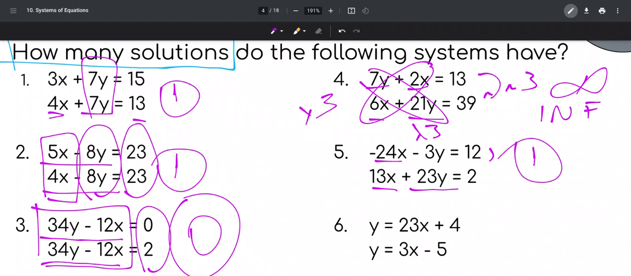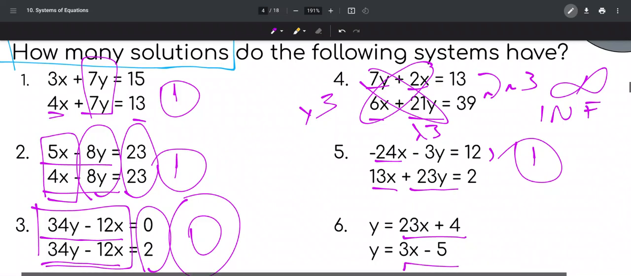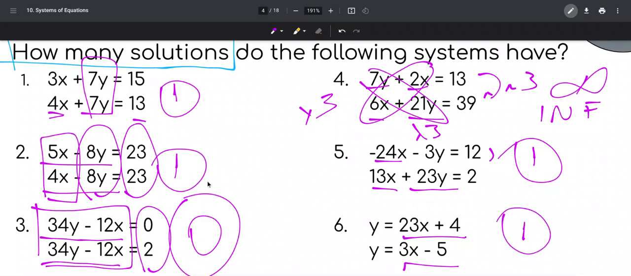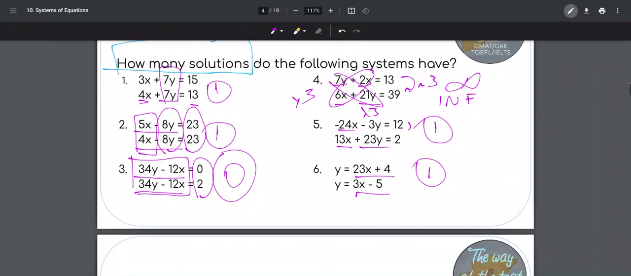And finally, the last one, y is equal to 23x plus 4, or y is equal to 3x minus 5. You can clearly see that they are different equations, so they have one solution. So these are the answers. Pause the video, copy this, and we are going to move on.